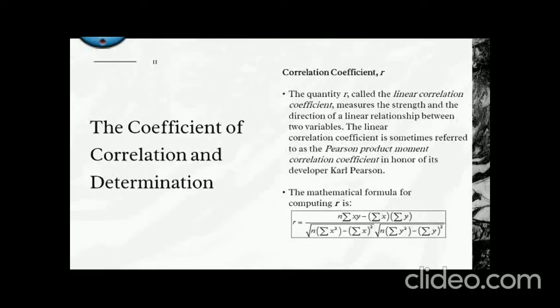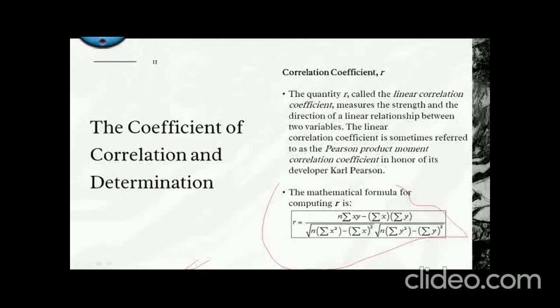First, the correlation coefficient, which is symbolized by r. As you can see here, the mathematical formula for computing r is this. So r equals n sigma xy minus sigma x multiplied by sigma y, over the root of n sigma x squared minus (sigma x) squared, multiplied by the root of n sigma y squared minus (sigma y) squared.